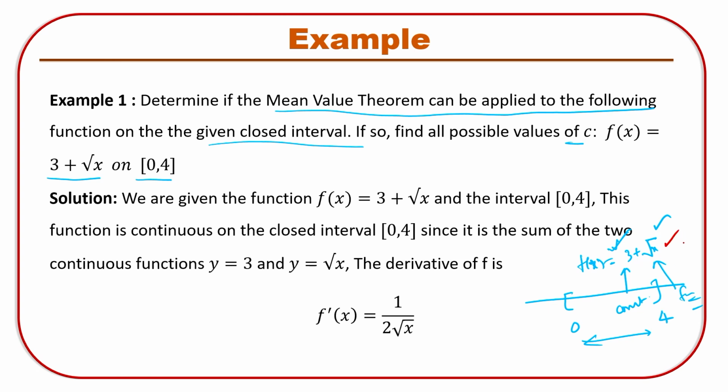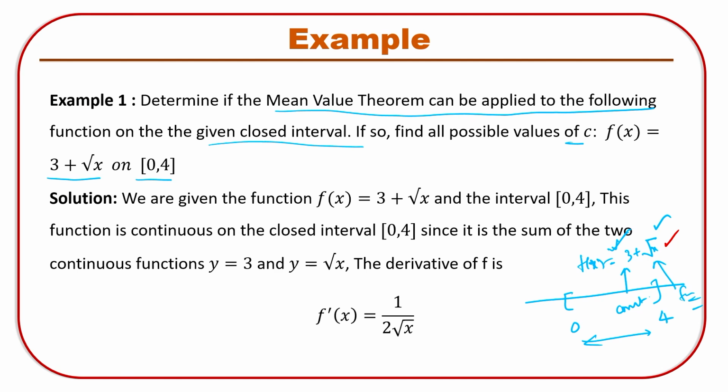Now concentrate on root x. Root x is a function, and in 0 to 4 its values lie from 0 to 2. Therefore, root of x is a continuous function in 0 to 4 as well, right? There is no critical point, there is no discontinuity between 0 and 4. So that's why it is a continuous function in 0 to 4.